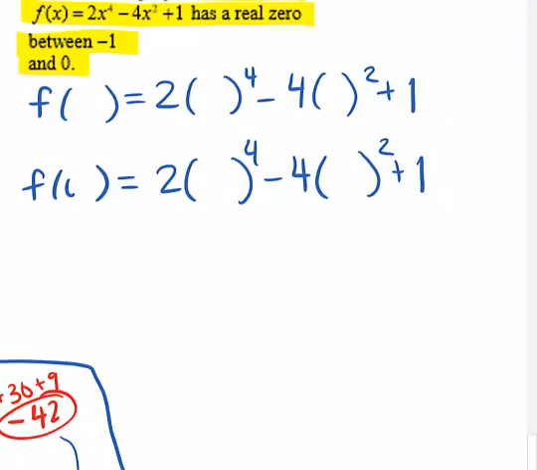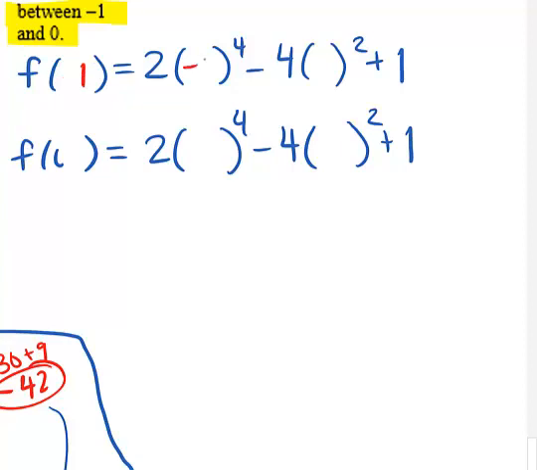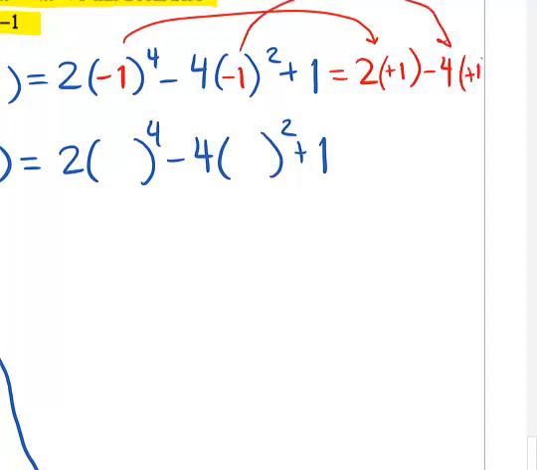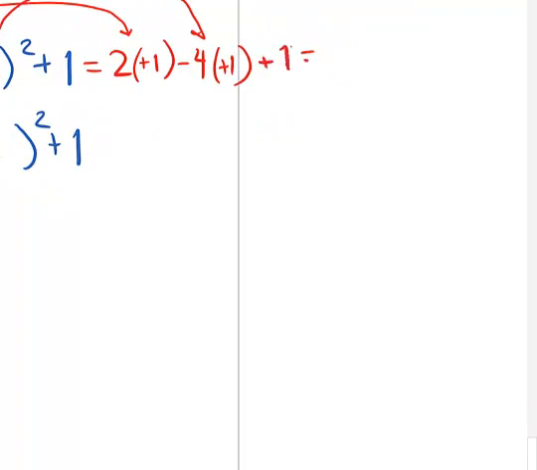Alright, let's substitute those in. The first one they gave me was -1. I'll substitute that in and see what I get. That'll be 2 times -1 to the 4th, which is +1. And then -4 times -1 squared is -4. And then +1. So this is 2 minus 4 plus 1. That's going to be -1.